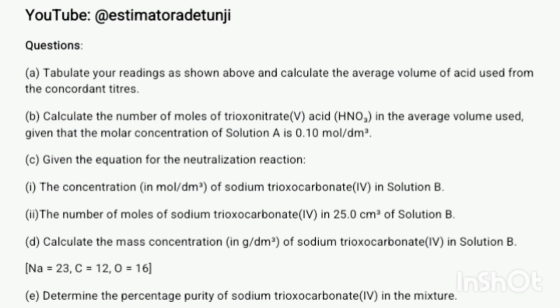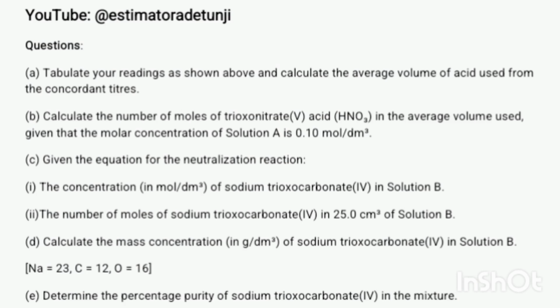Now the questions. The first question is: tabulate your readings as shown above and calculate the average volume of the acid used from the concordant titers. In my own titration here, I'm going to use 22.60 cm³ as my titer value. So I will prepare a table on that. In your own environment, you carry out the experiment so that you have your own titer value. My own titer value during my experiment is 22.60 cm³.